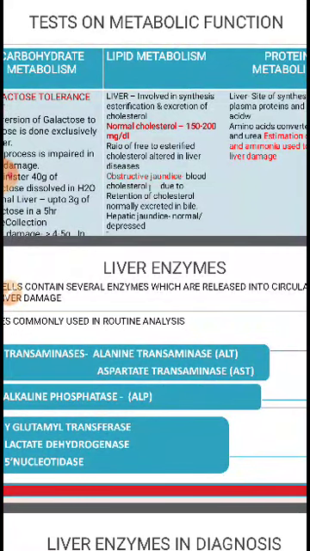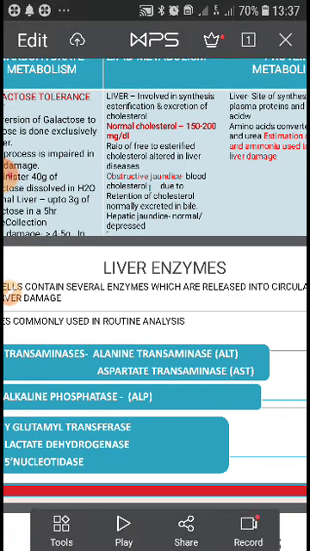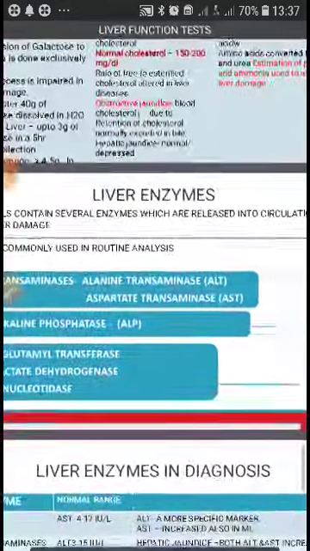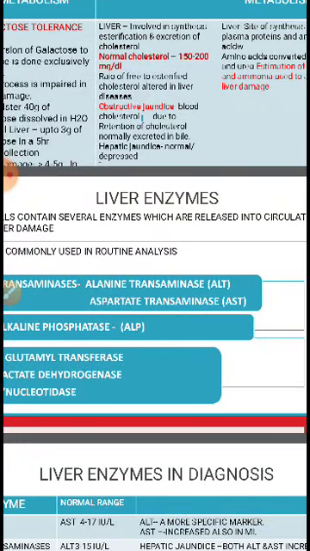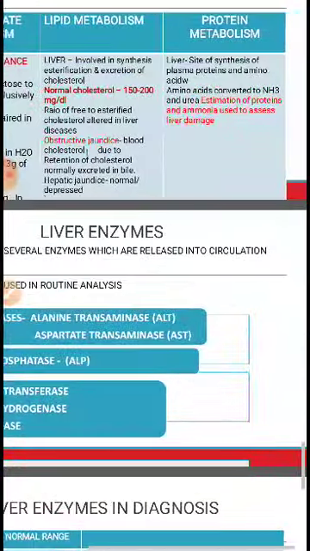Next, we look at the lipid metabolism. The liver, as you know, is involved in the synthesis, the esterification, and the excretion of cholesterol. The normal cholesterol level is between 150 to 200 milligram per deciliter, and the ratio of free to esterified cholesterol is also altered in liver diseases. In case of obstructive jaundice, we find that the blood cholesterol level is increased due to retention of cholesterol, which is normally excreted in the bile. In hepatic jaundice, on the other hand, it may be normal or depressed.